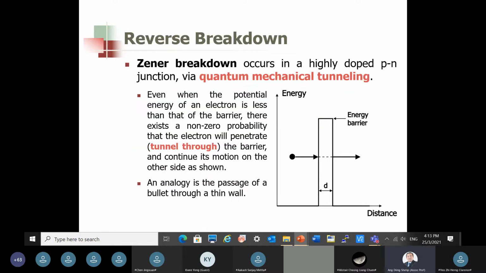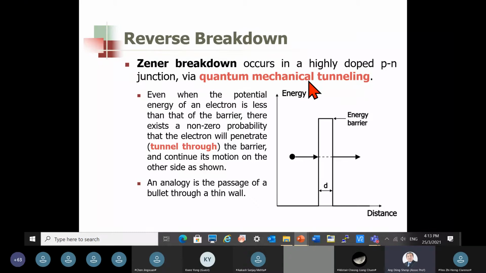Okay, so let me explain what causes a diode to break down, in particular, first focusing on Zener breakdown. Now, Zener breakdown occurs typically in a highly doped PN junction. I will explain why we need a highly doped PN junction later, via quantum mechanical tunneling.